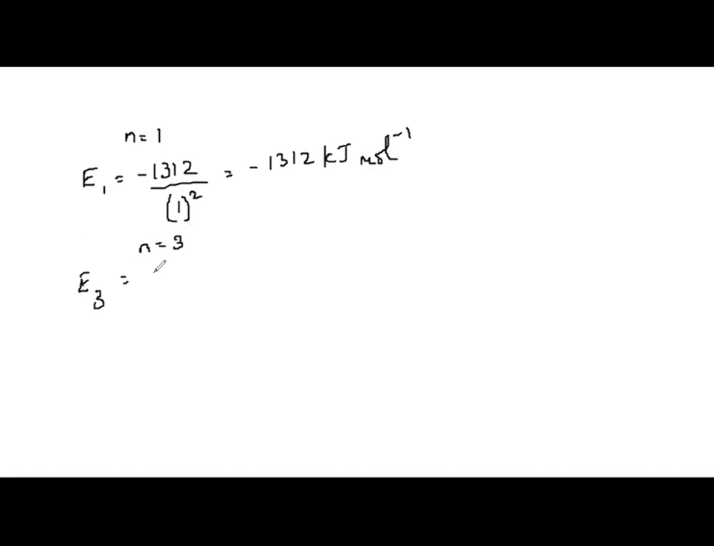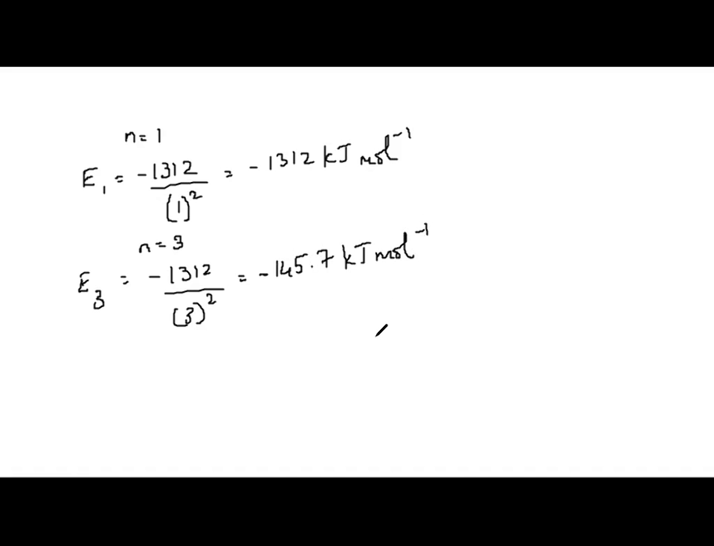Similarly, energy of an atom when it is in third energy level. So E3 is equal to minus 1312. Z is hydrogen atom, so 1 square divided by 3 square, because third energy level n square is 3. 3 square is 9. 3 3s are 9, minus 1312 divided by 9. It comes out to around minus 145.7 kilojoules per mole. Correct?